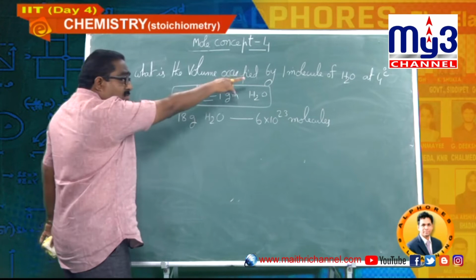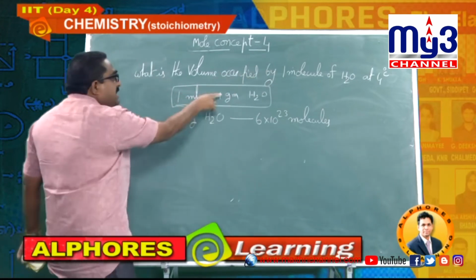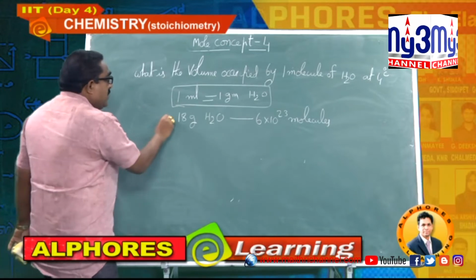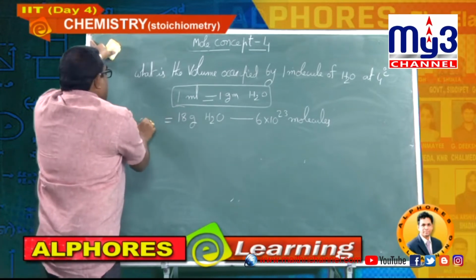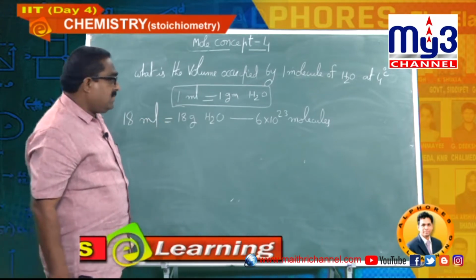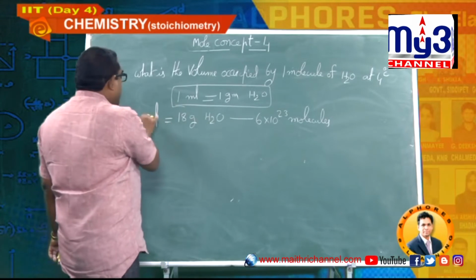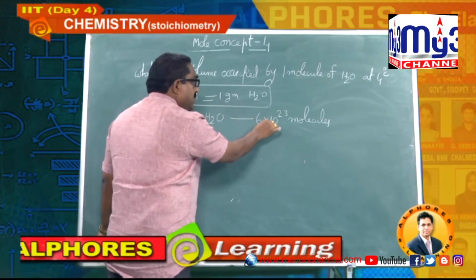He is asking you to calculate now only the volume of 1 molecule. We know density is 1. So, 18 grams of water means simply one can write 18 ml of water. Both are the same because density is 1. So, use this relation: 18 ml water contains how many molecules? 6 into 10 power 23 molecules.